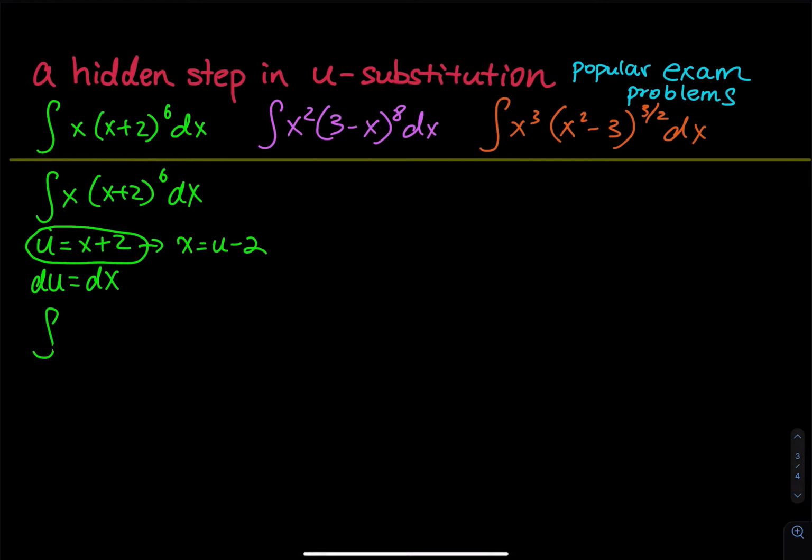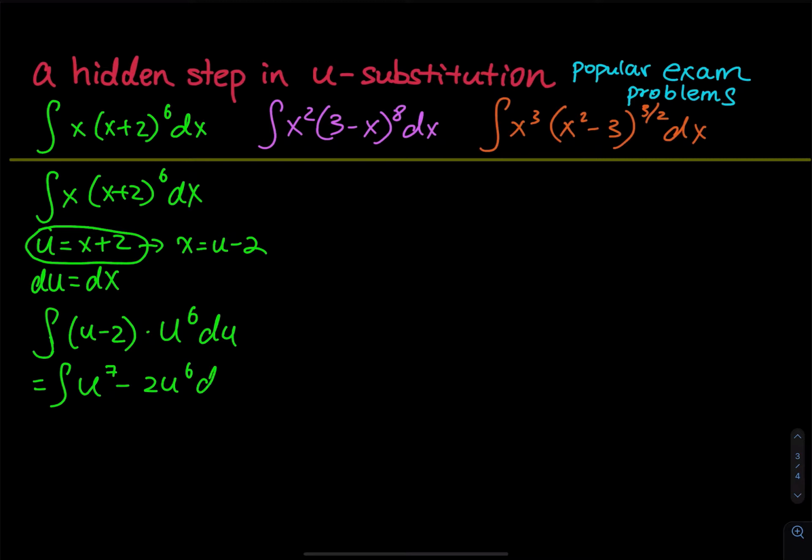So this is the integral. That was supposed to be an x, right? So x is now u minus 2. And then how about the (x plus 2) raised to the 6? You already let x plus 2 equal u. So that is u to the 6 du. And then you distribute the u to the 6, so you have the integral of u to the 7 minus 2u to the 6 du.